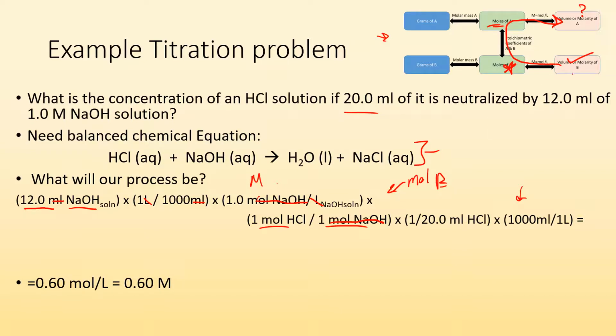Right, so this is the route that I followed. I went from moles and molarity and volume to get moles of base. I looked at my equation to figure out how that connected to the acid. So I got my moles of my acid, and then I determined my molarity because I knew the volume.